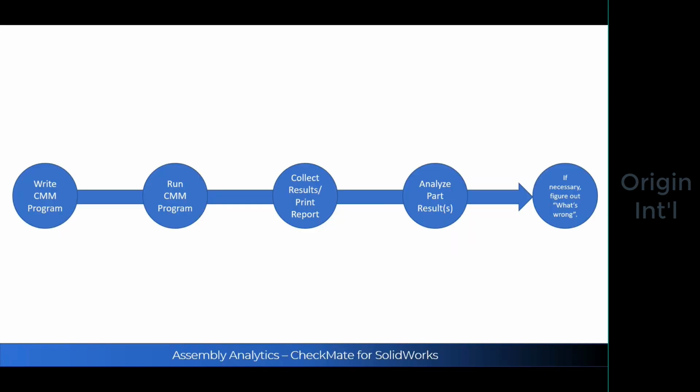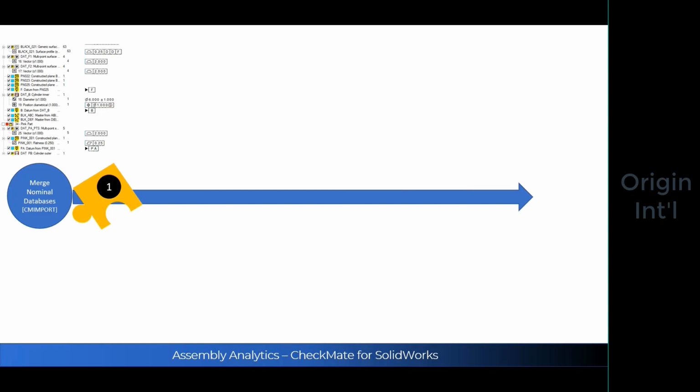I wrote this just as a basic introduction that everybody should be familiar with this workflow, where we write a CMM program, we run it, we collect the results, print the report, analyze the part, and then try and figure out what's wrong. And that's kind of been the standard workflow for a long time. And when you're in assembly analysis, we've realized that it's a little bit different. There are some repetitive things in here, but this has kind of been the left to right workflow. In order to do this left to right workflow on assembly, we have to introduce some new tools.